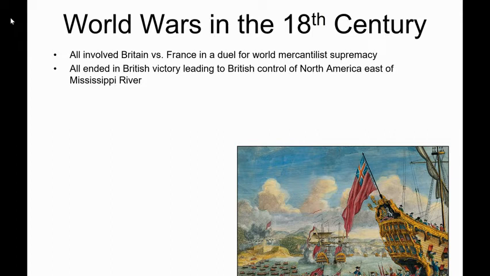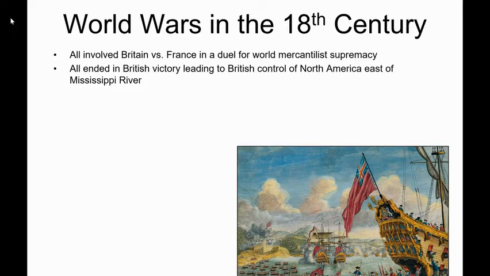Really, all of them, other than maybe King William's War, which ends in a stalemate, really end in British victory. And each of these has a chapter in North America, really the Caribbean, but they also have battles going on in Europe and various colonies around the world. So they truly are world wars.